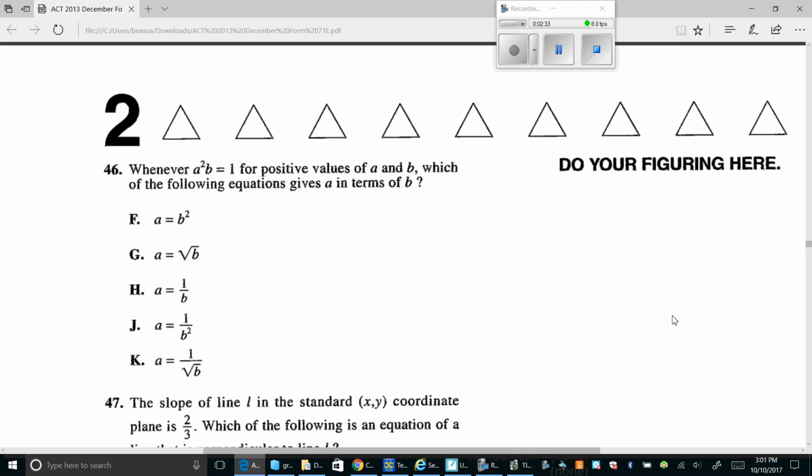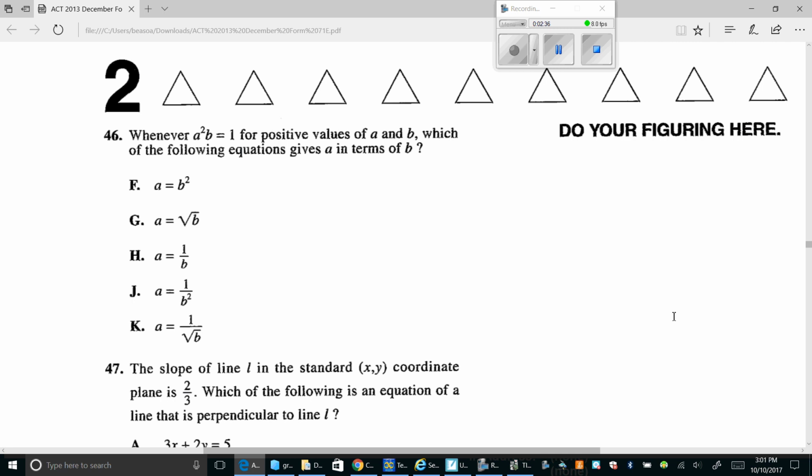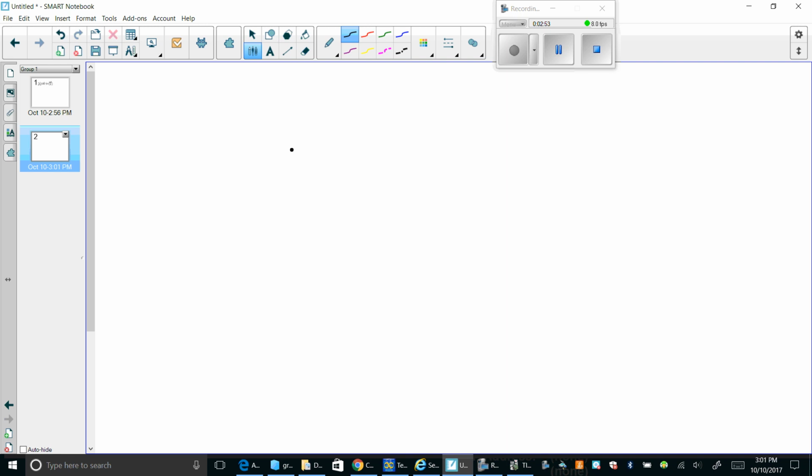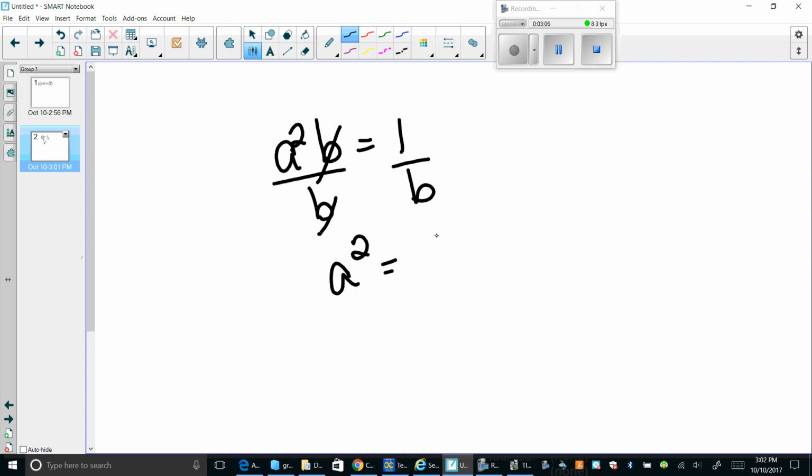All right, moving on to 46. Whenever a squared b equals 1 for positive values of a and b, which of the following equations gives a in terms of b? And whenever we see this gives a in terms of b, it just means solve for a. So if I have a squared times b equals 1, I want to solve for a, so I'm going to divide by b on both sides. And they say positive values because there's no way you could square something and get a negative.